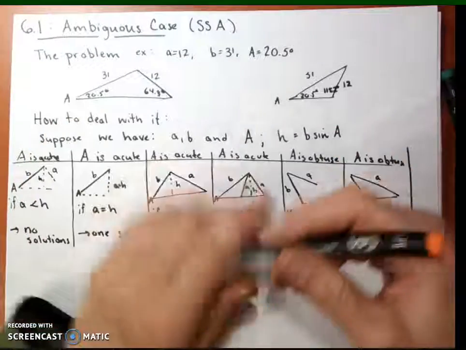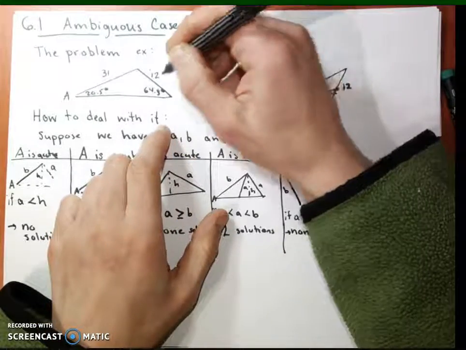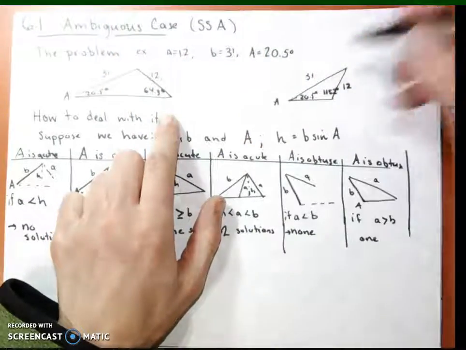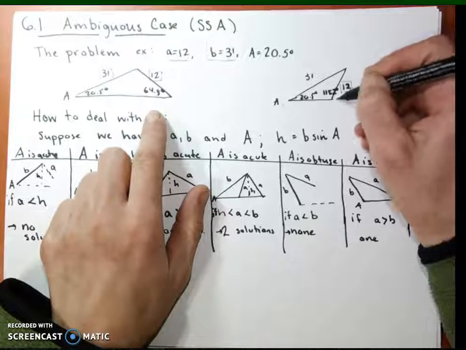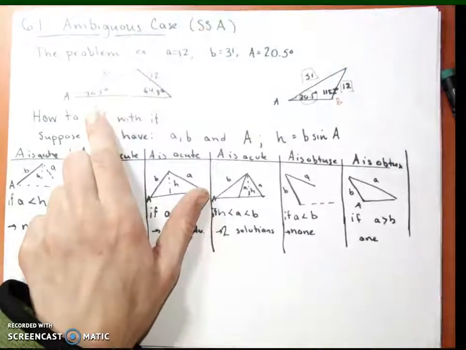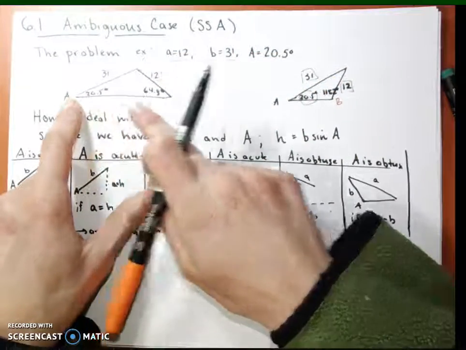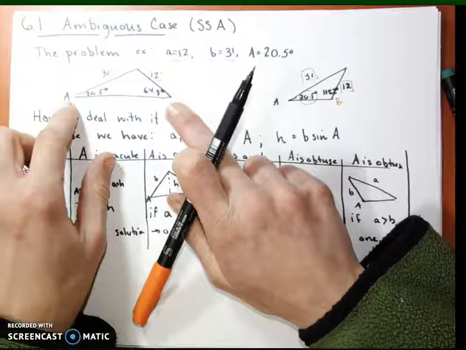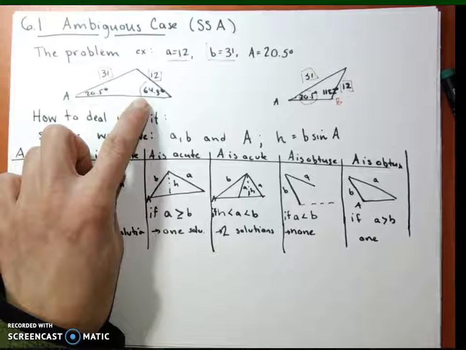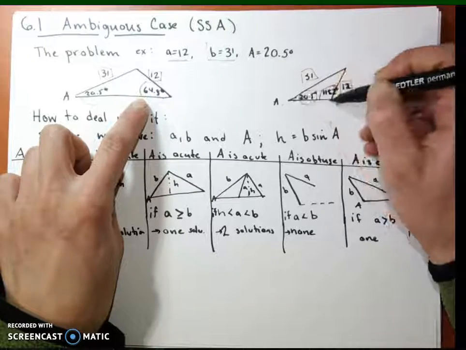So here's an example of a case where we have two solutions. Let's say the side opposite A is 12, the side opposite angle B is 31, and angle A is 20.5 degrees. So I end up with two solutions. One is where this third side, C, is pretty long, and my other angle, angle B, is acute. I also end up with a solution where angle B is obtuse, and this third side is pretty short.